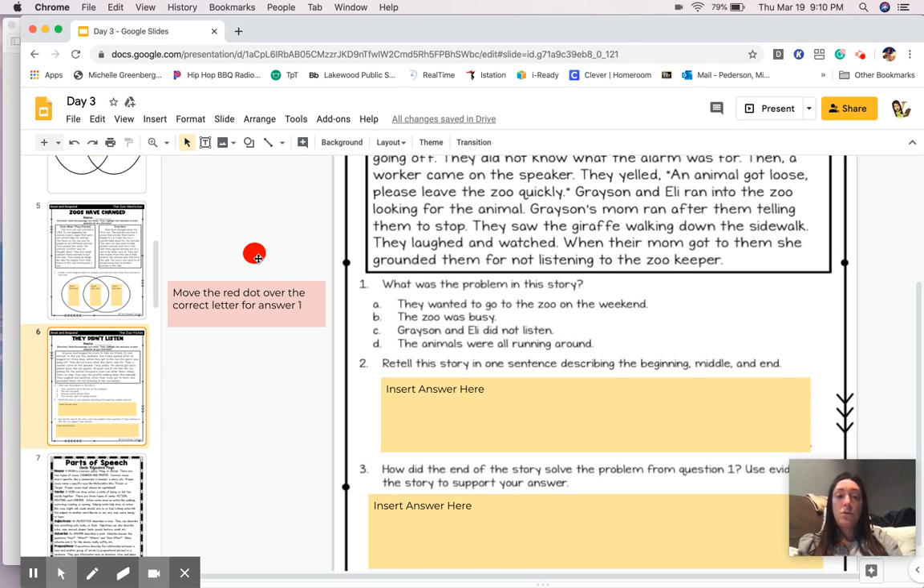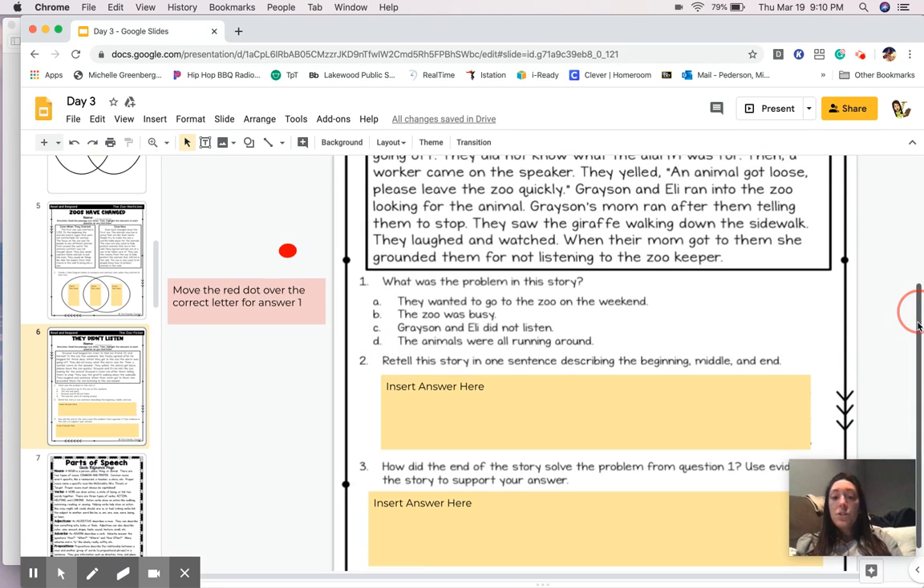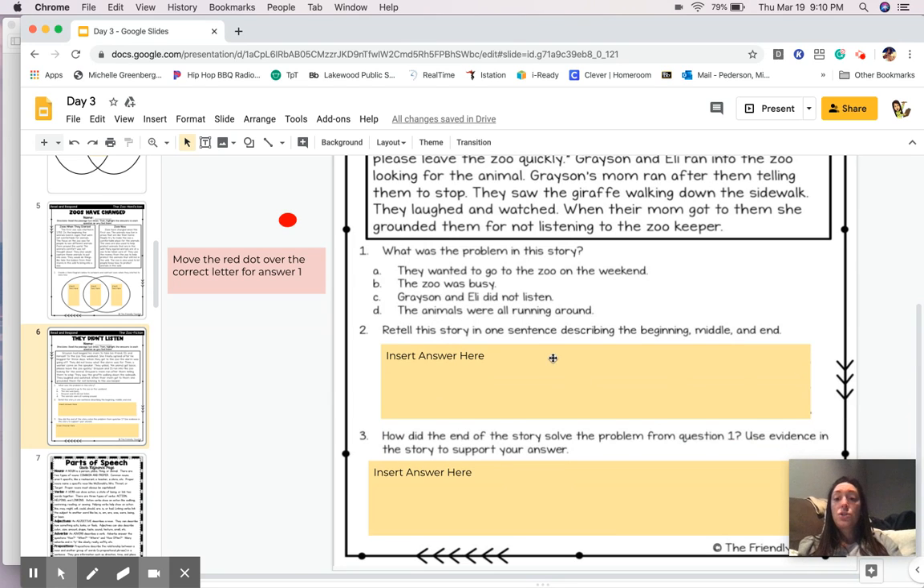So then you would take your circle and you would move it over to the correct answer, right? Could either be A, B, C, or D. And you'll notice that you can even make the circle smaller, right? So there you go. Now it says retell the story in one sentence describing the beginning, the middle, the end.